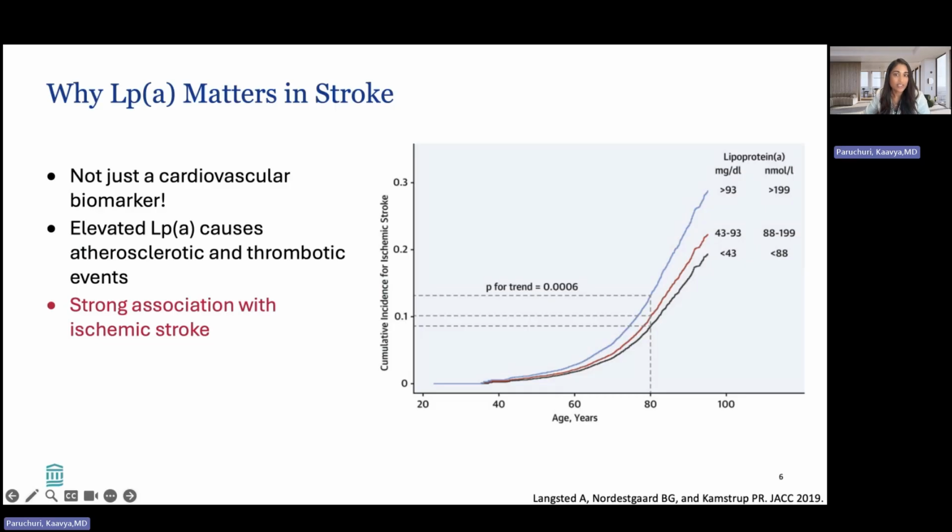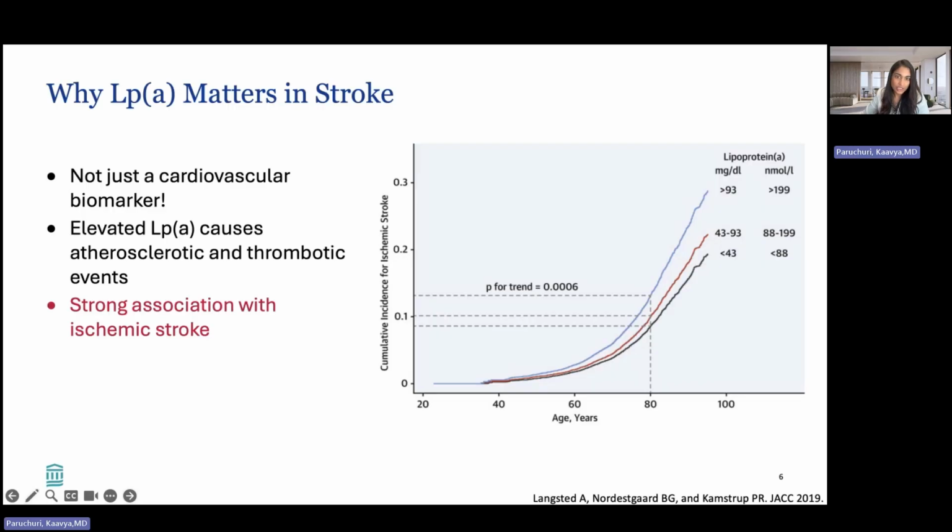Lp(a) is often thought of as a cardiovascular biomarker, but it has direct relevance to stroke biology. On the right here is data from the Copenhagen General Population Study. The x-axis here shows age, and the y-axis shows cumulative incidence of ischemic stroke as captured by the Danish National Registry, adjudicated by physicians. The three curves here are stratified by LPA concentration, from low in black to intermediate in red to high in blue.